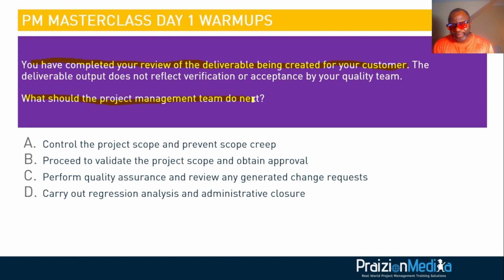Think about what you're doing, right? And then D, carry out regression analysis. Well, we do that when we're closing out the project or phase. So the best option here is C. You got to understand what is going on. See that? And this part of review any generated change requests, again, that's a distractor. But that could happen as part of quality assurance. And it is the best answer. Okay? All right. With that said, let's move on.